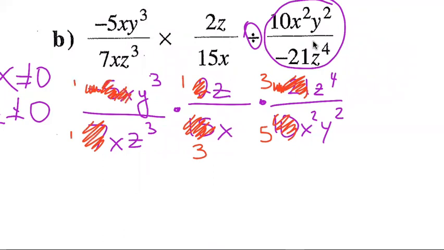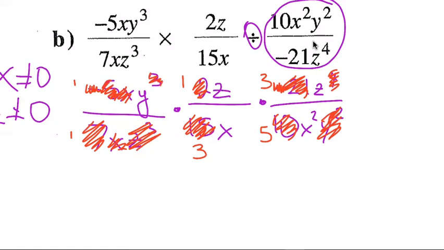This x and this x will reduce. This z cubed and this z to the 4th will leave 1z on the top. This y cubed and y squared will cancel. This cubed will be a 1 on the top. I think that might be just about it.